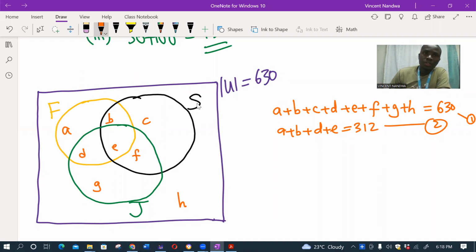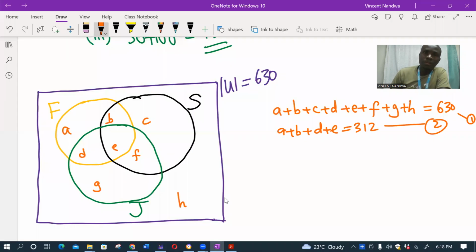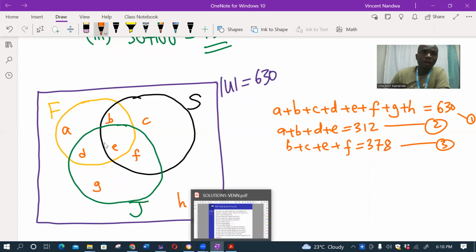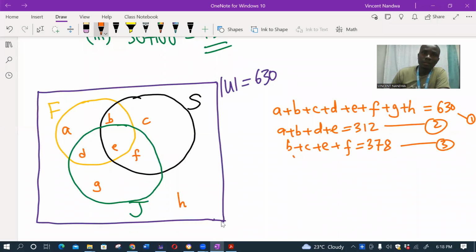Then those who study Spanish, which is in the black set, Spanish is 378. So B plus C plus E plus F equals 378. Call it 3. Those who study Japanese are 150. So if I take D plus E plus F plus G, I get 150. So this is 4.